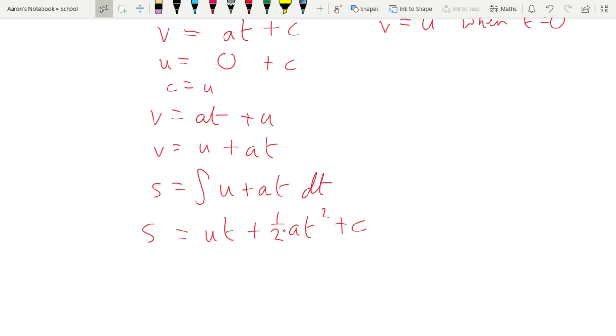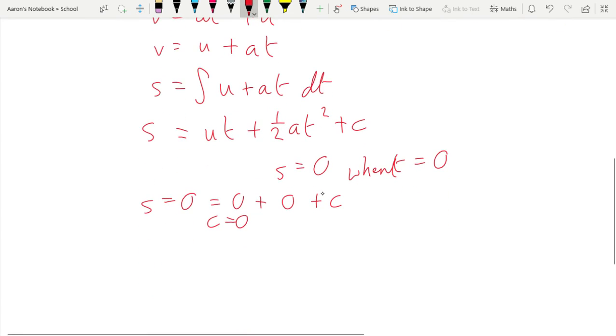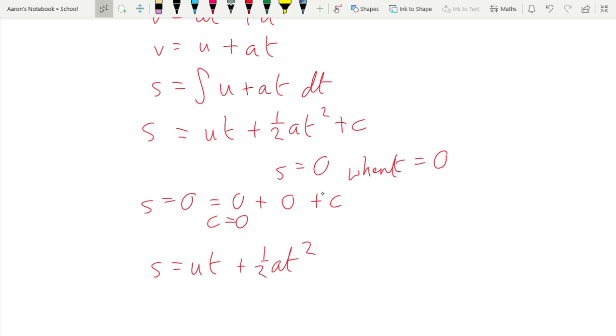And why does this constant disappear? Well, we've already said s equals 0 when t equals 0. So s is 0, which is 0 plus c. So our constant has to be 0. So we're just going to leave that as s equals ut plus a half at squared.